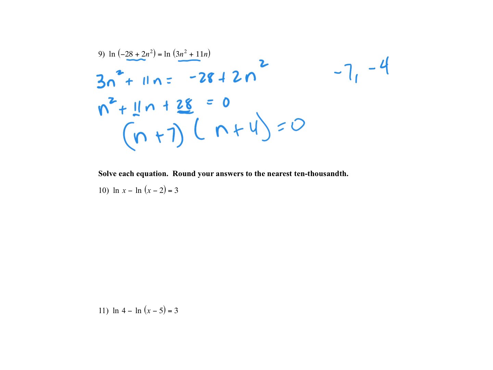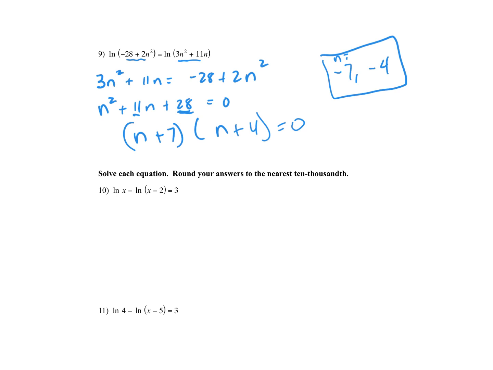They don't give you any negatives next to the ln, because even though 11 times negative 7 is negative 77, when you put 3 times 49 in, you get a bigger number, so it's still going to be positive. So they both work. So those are your two answers. n equals both of those.